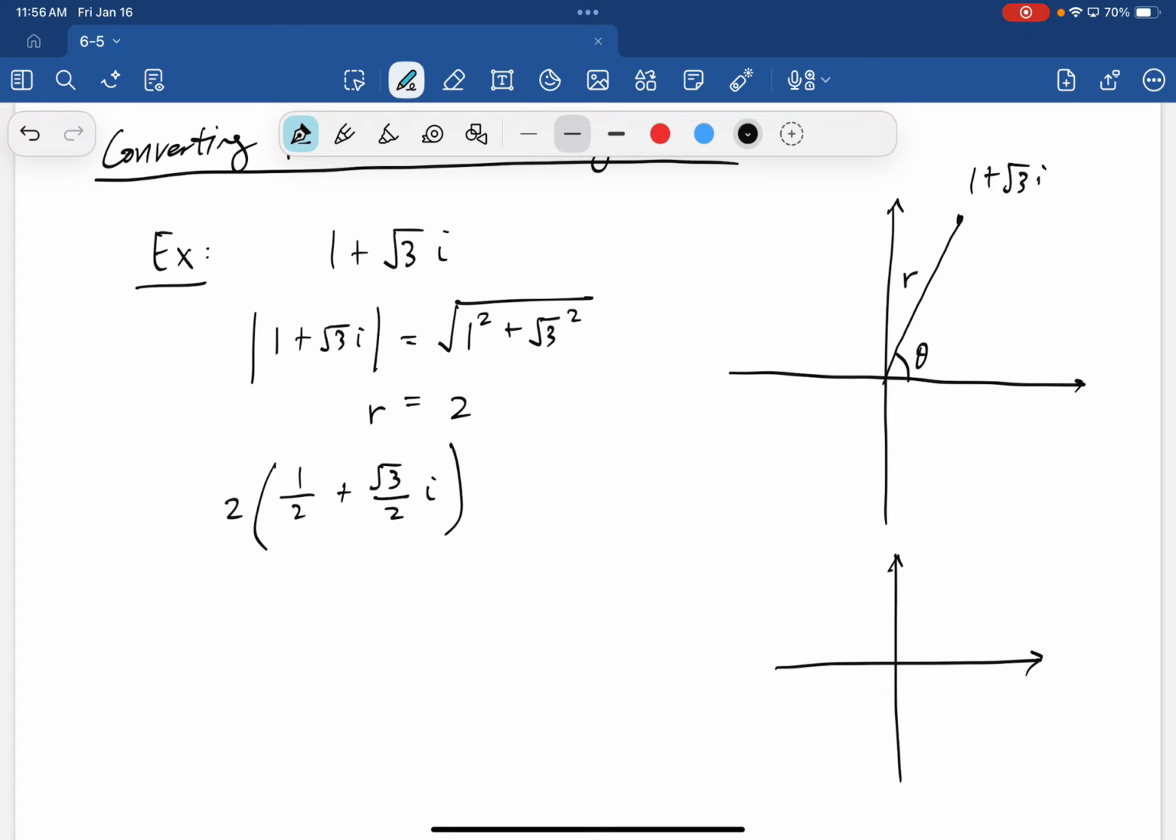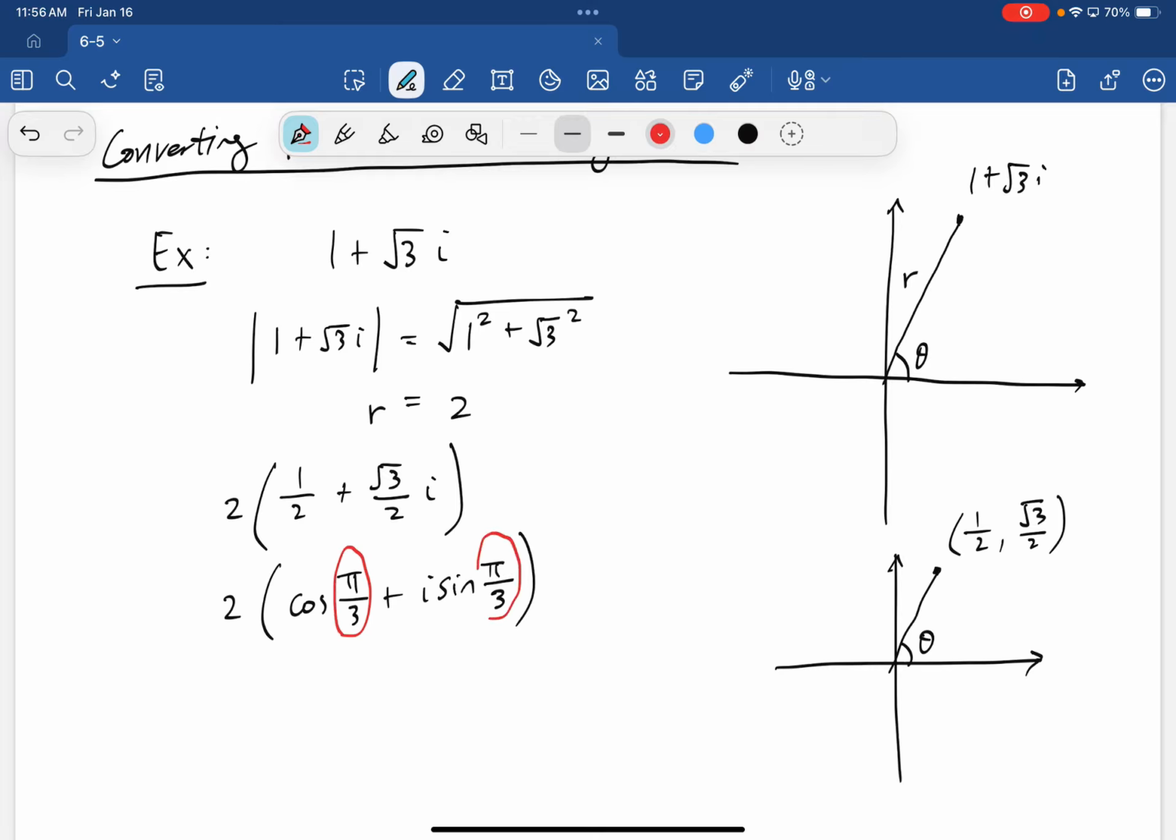You could plot this on the unit circle, and you know it has to be somewhere here, 1/2 comma root 3 over 2. And our task is simply to figure out which angle this is. If you know your unit circle well, you simply know that this is cosine theta, comma sine theta for theta equals pi over 3. And so our final answer would be 2 times cosine pi over 3 plus i times sine pi over 3, remembering that the i has to come before the sine. It's very important that these two angles have to be the same. They can't be different. Otherwise, you don't have trigonometric form.